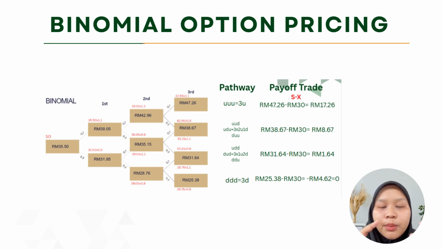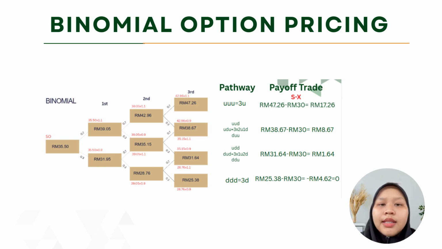Second is the moderate case, UUD, UDU, and DUU, where the final stock price is 38 ringgit and 67 cents. The calculation is 38.67 minus 30 ringgit, and the answer is 8.67 ringgit. The stock still performs well and we can buy for 30 ringgit something worth 38.67, leaving us with a payoff of 8 ringgit and 67 cents.